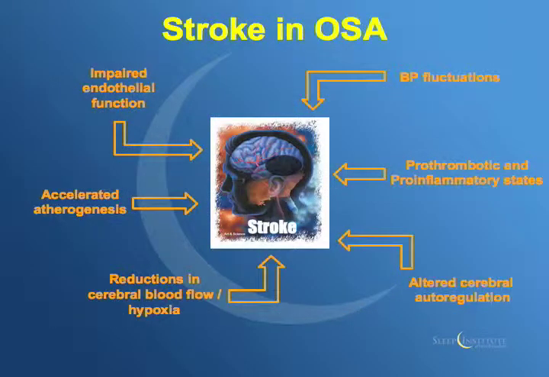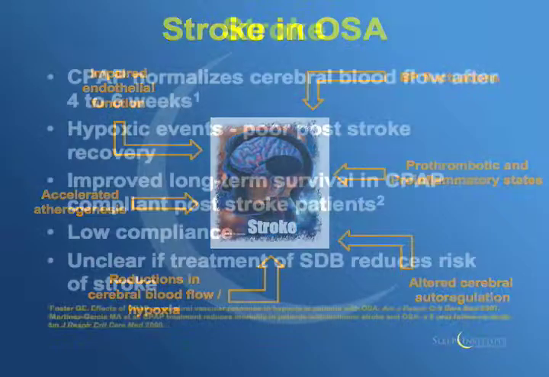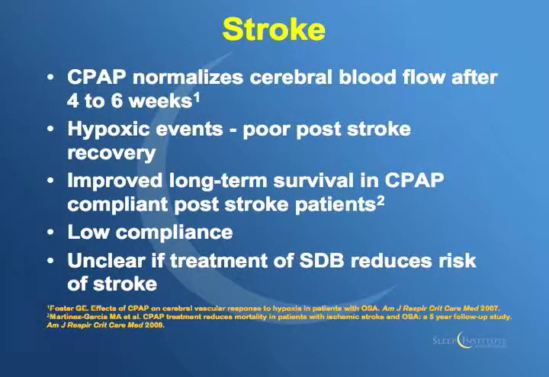The mechanisms behind the impairment that happens with sleep-disordered breathing and stroke: there's impaired endothelial function, accelerated atherogenesis, reductions in cerebral blood flow due to intermittent hypoxia, altered cerebral autoregulation, prothrombotic and pro-inflammatory states that I've already talked about, and blood pressure fluctuations all are involved. In terms of CPAP, there's a study recently that came out showing that there was normalization of cerebral blood flow after about 4 to 6 weeks of CPAP therapy.